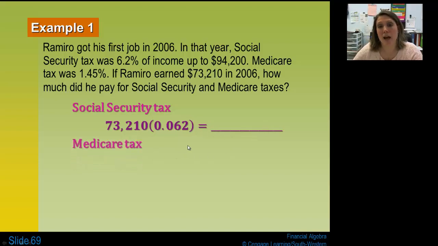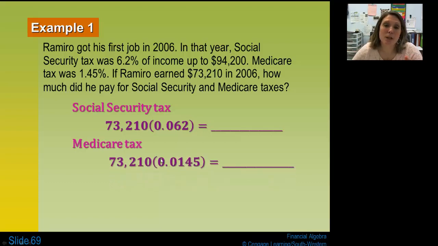To do the Medicare tax, same thing. Only difference is here we're changing the percentage because it's only 1.45% of his income. So his income was $73,210. The percent is 1.45. As a decimal, it's 0.0145. So go ahead and pause the video and get your answer for Medicare tax.